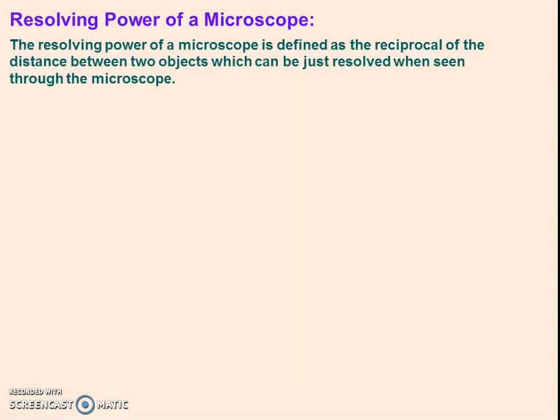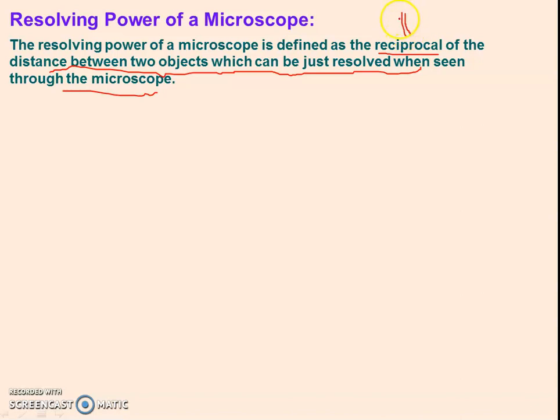Now the last topic is resolving power of microscope and resolving power of telescope. Now, resolving power of microscope. The resolving power of a microscope is defined as the reciprocal of the distance between two objects which can be just resolved when seen through the microscope. If we can separate the images of two nearby objects, it means resolution or the resolving power is higher. For example, there are two lines, right?